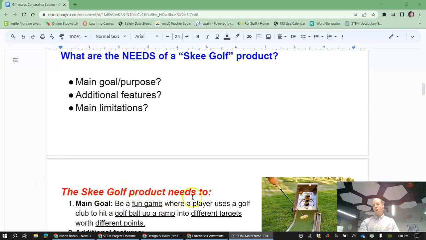The Ski Golf product needs to be a fun game where a player uses a golf club to hit a golf ball up a ramp into different targets worth different points. This sentence has a whole bunch of important parts which I underlined. First of all, it should be fun. The golf ball is going to go up a ramp, so we need a ramp type thing. There should be different targets, and those targets should be worth different points. So that's what I would argue is the main goal of that product.